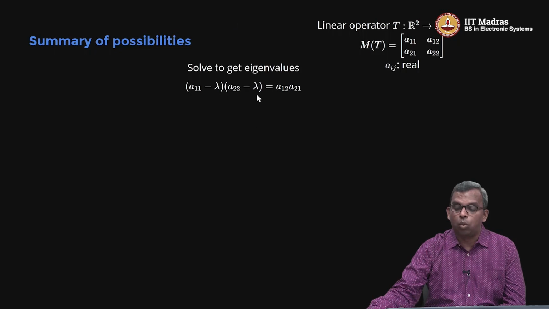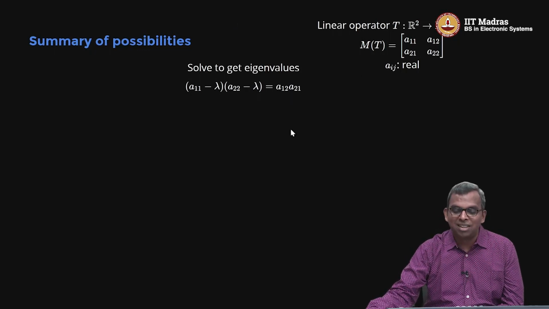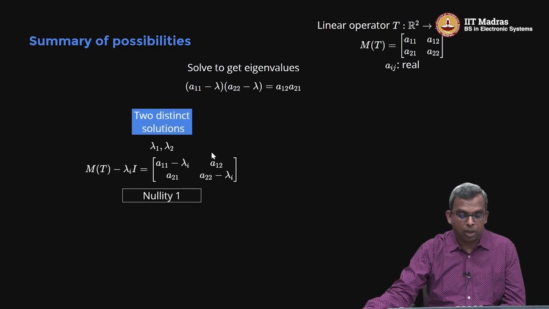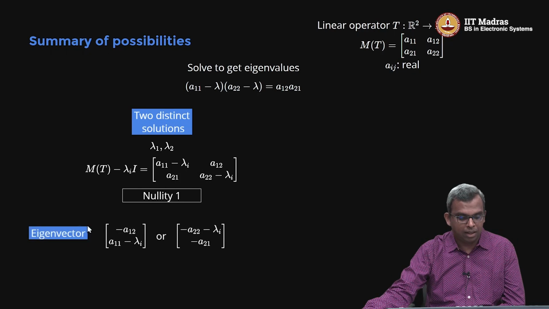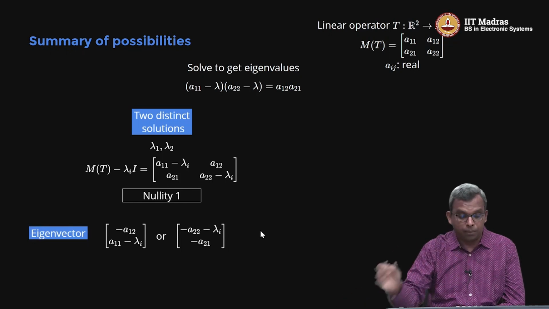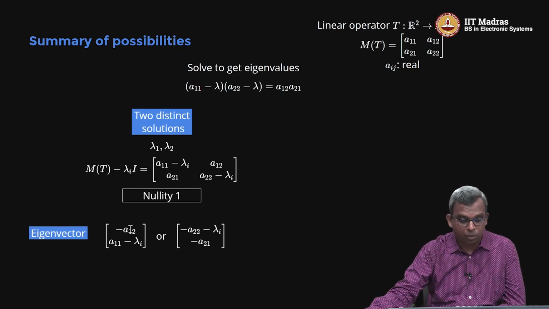So, let us summarize all the possibilities that can happen with eigenvalues and eigenvectors. The characteristic equation may have two distinct solutions, lambda 1 and lambda 2, in which case for M of T minus lambda_i I, for i equals 1 or 2, you will get this matrix, and this matrix has nullity 1. You can find the eigenvector quite easily; it is either this or this one. You can see that these belong to the null space. If you multiply this with this matrix, you will get 0. It could also be the other one, where you multiply this by this one. So, nullity 1 is very easy to understand.